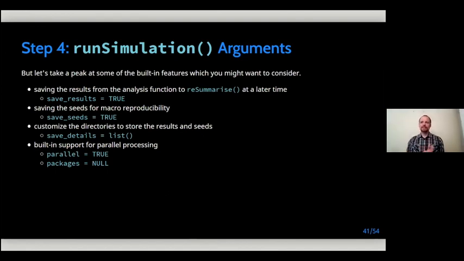So there's actually a couple arguments I want to bring to your attention as well for the run simulation function. One I highly recommend is save results equals true. And that is immensely helpful because every time it goes through a condition and runs the analyze function on your 1000 replications, we've extracted out those results and saves that, but that's what gets passed on to our summarize function.